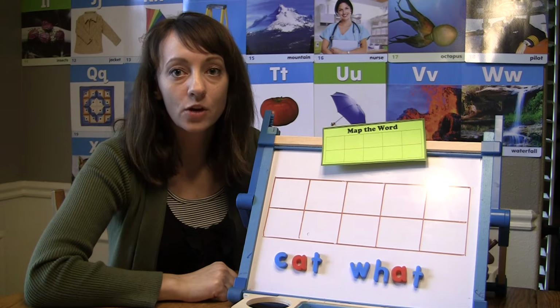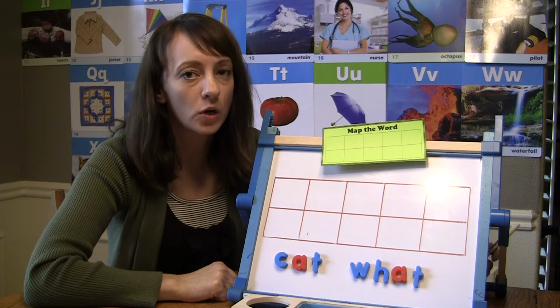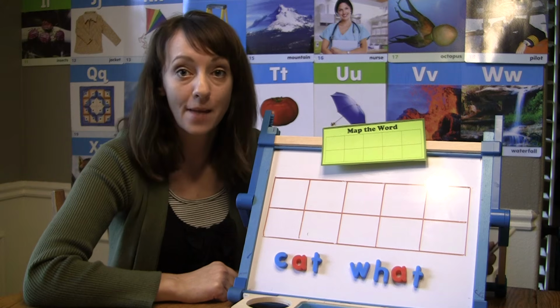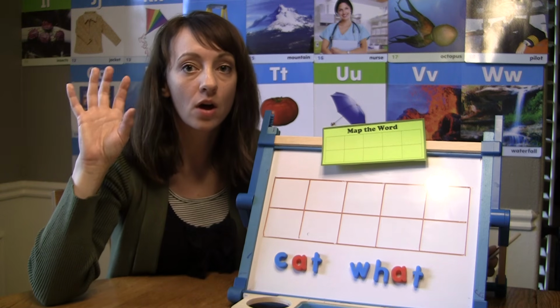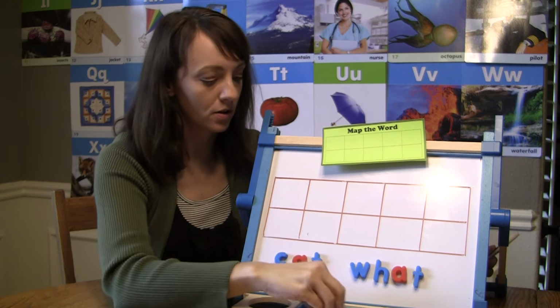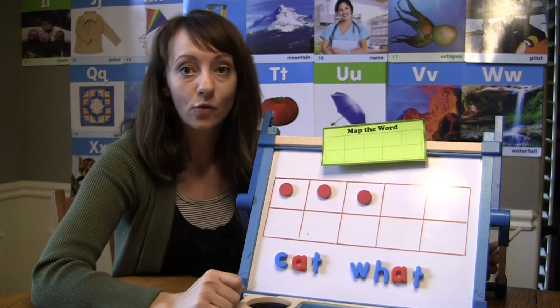Now let's try it with an irregular word. It's going to be the same process. We'll just take a little bit more time to pay attention to those irregular sounds. So first we're going to tap it. What? W, t. Then we're going to map it. W, t. Then we're going to graph it.